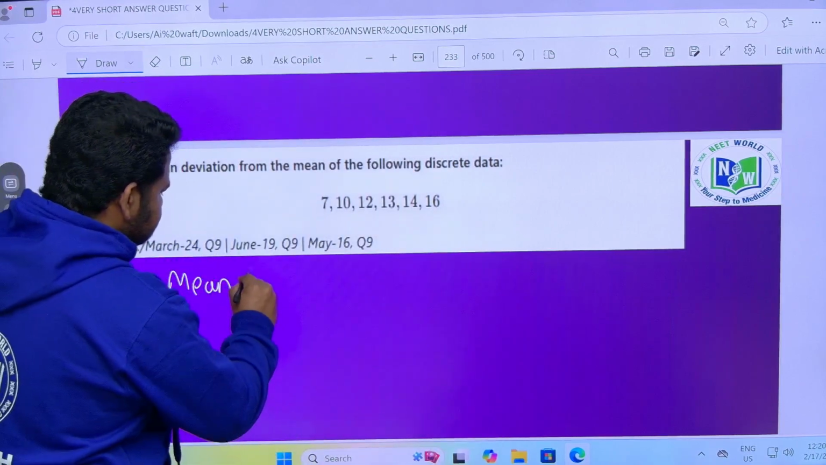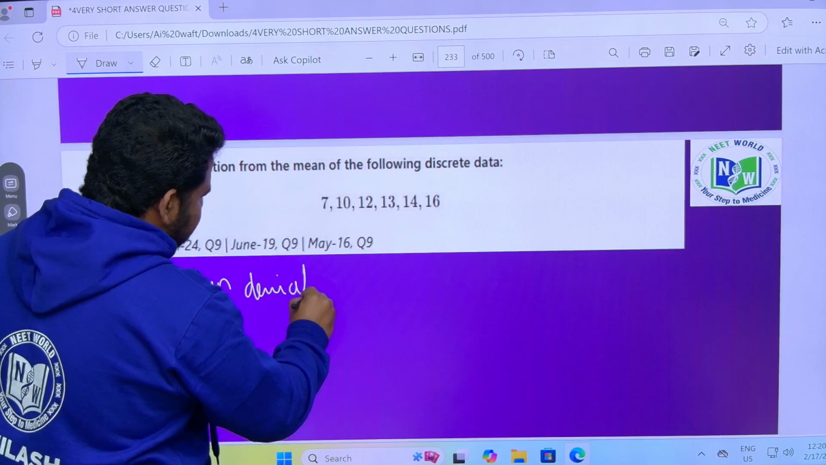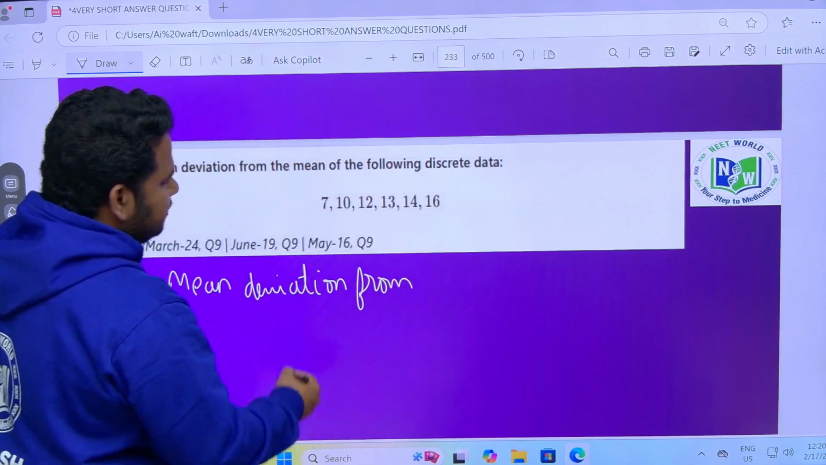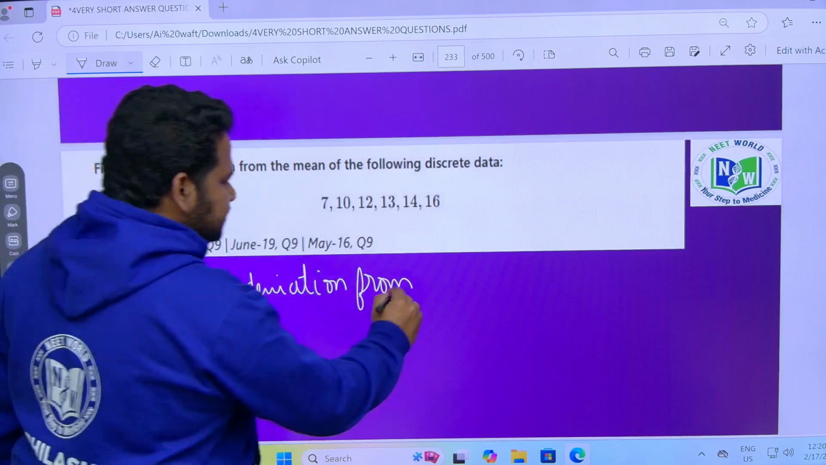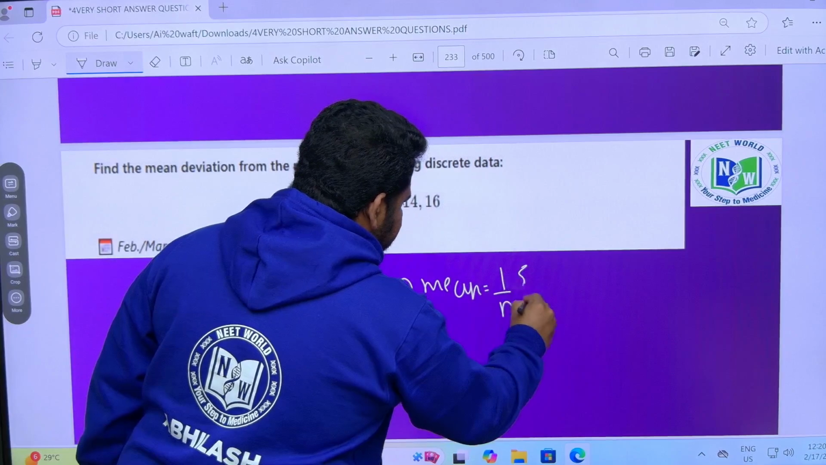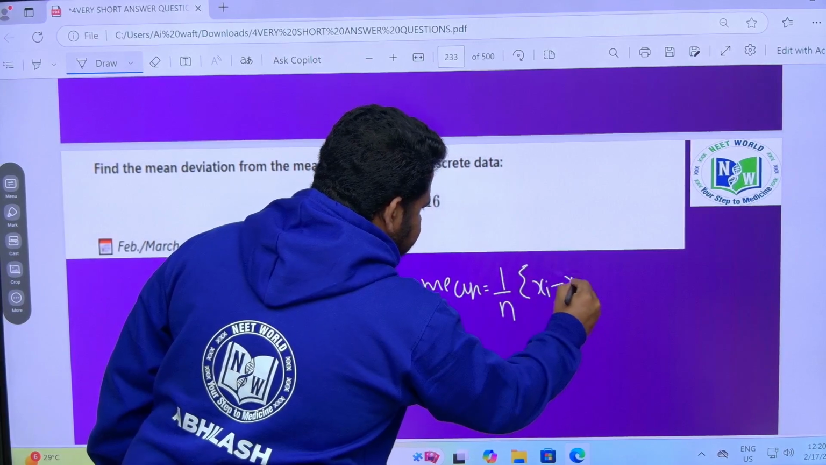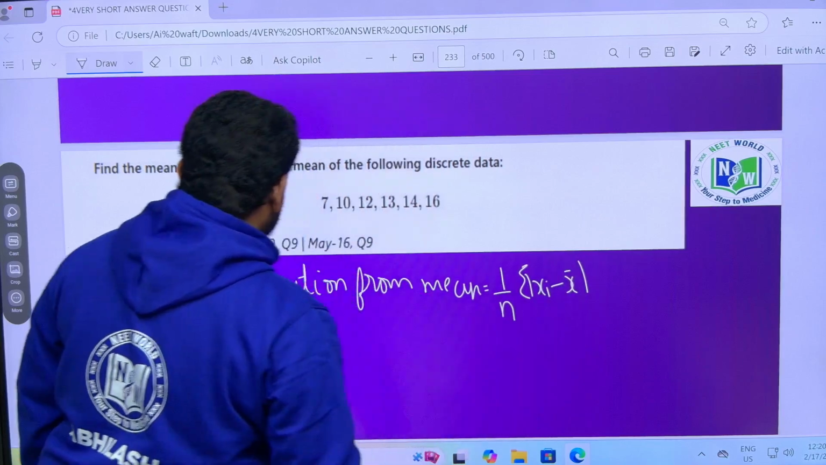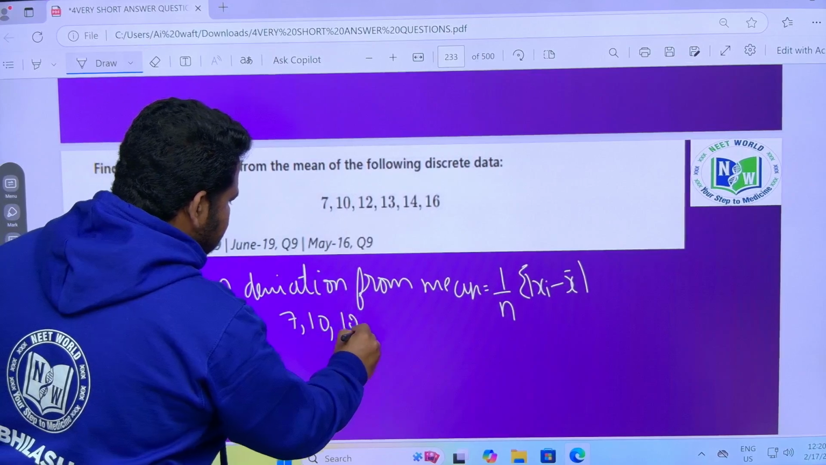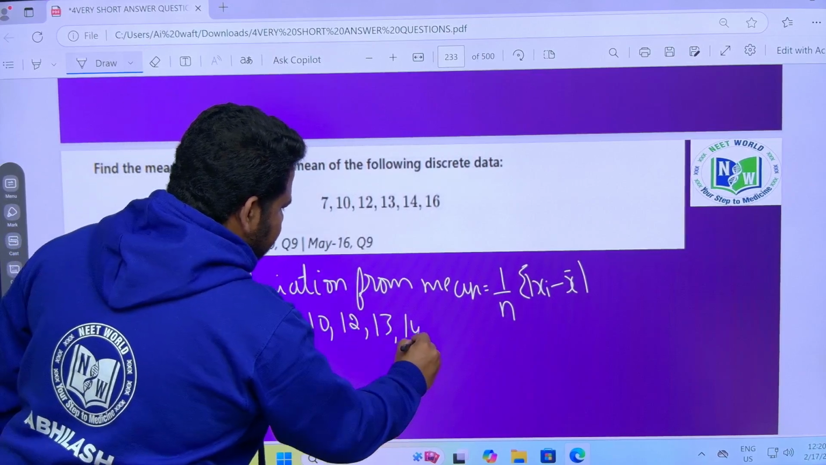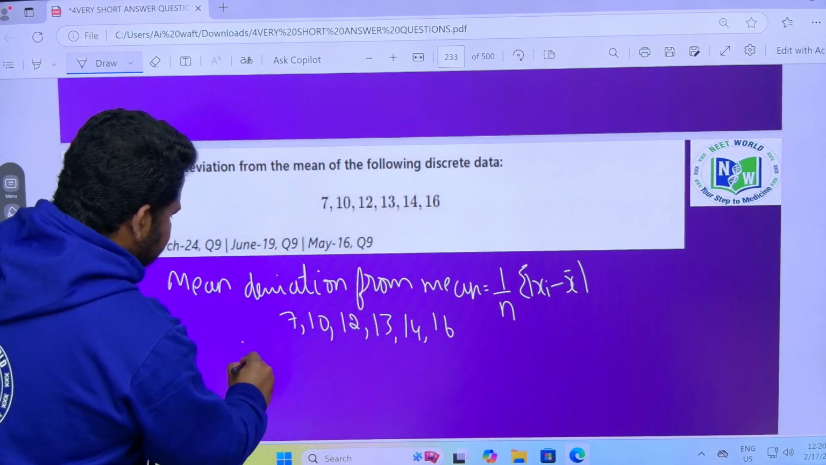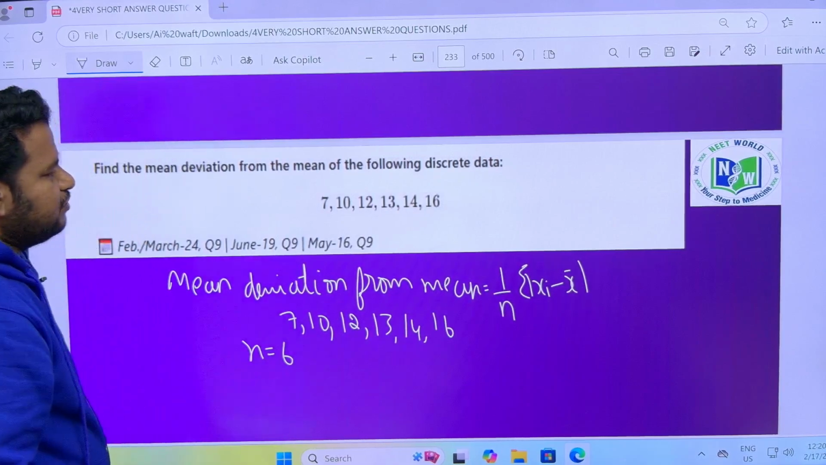So mean deviation from the mean. If it is median, you have to arrange the data in ascending order. Otherwise, if it is mean, we need not worry. Mean deviation from the mean is equal to 1 by n summation of xi minus x bar within modulus. So here, first let us write the observations: 7, 10, 12, 13, 14 and 16. So what is the value of n here? 1, 2, 3, 4, 5, 6. Here the value of n is 6.